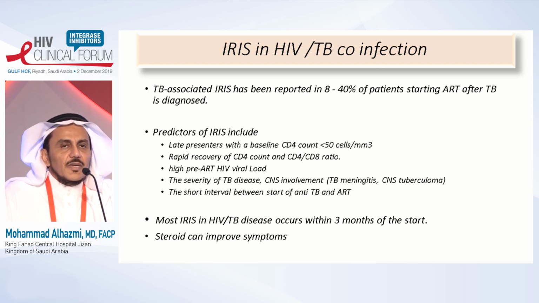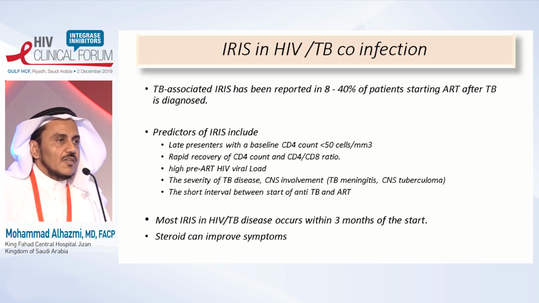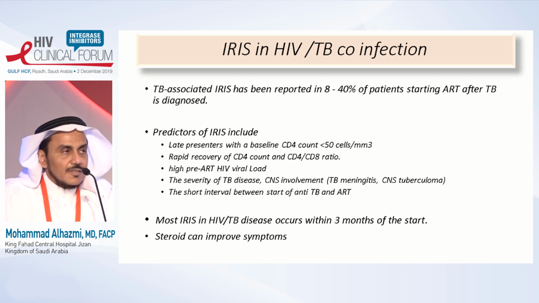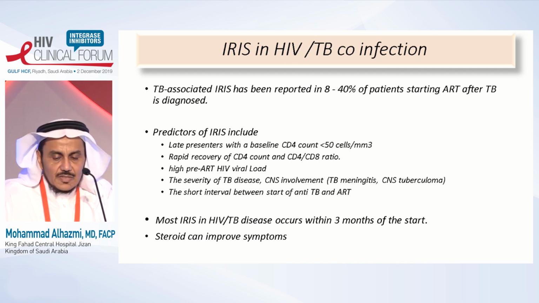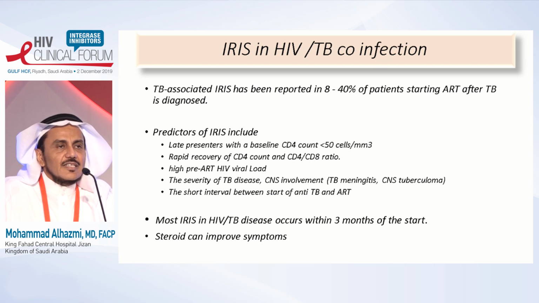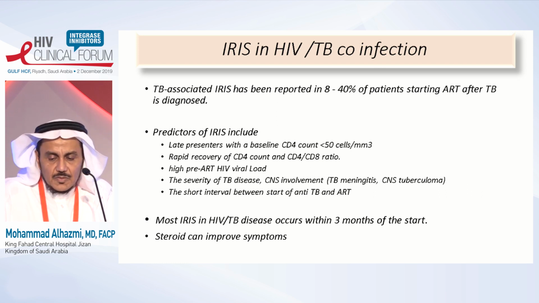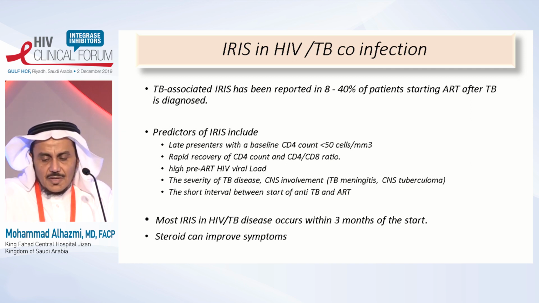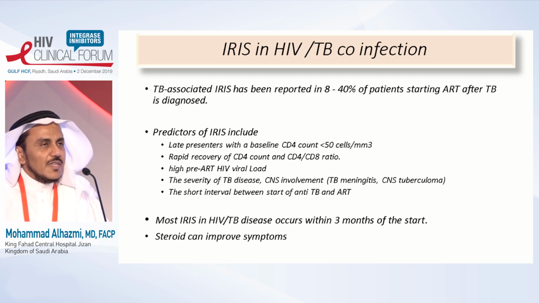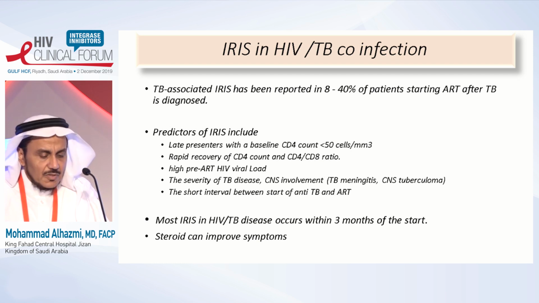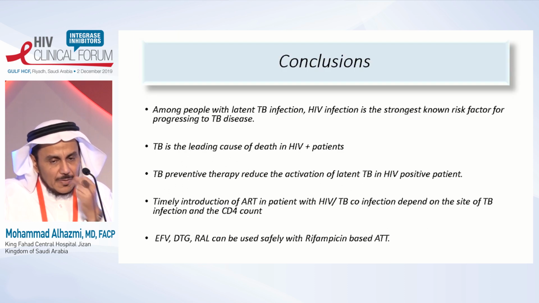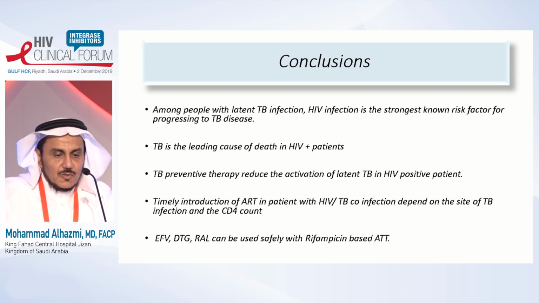The predictors are many, including, for example, the lower the CD4 count, the higher the chance. The rapidity of CD4 count recovery is another risk. Again, very fast viral load and virological suppression could be considered a risk. And the severity of disease, especially CNS infection, is really a big problem. TB meningitis and CNS tuberculoma are really a big problem. Now, most of the IRIS symptoms develop within 3 months, and steroids can improve symptoms. I'm concluding because I think my time is almost up.